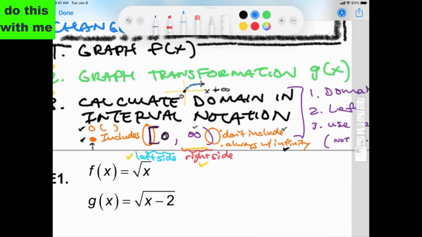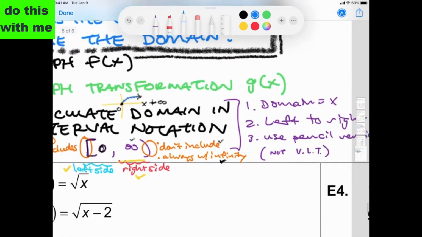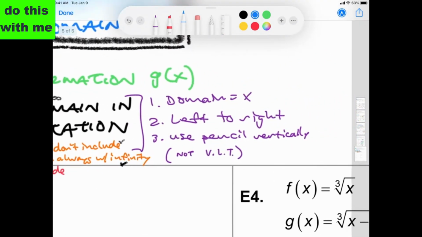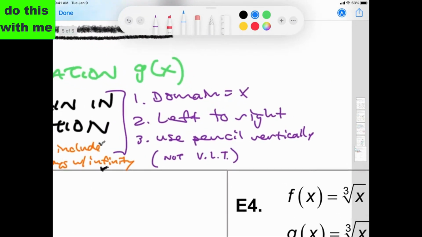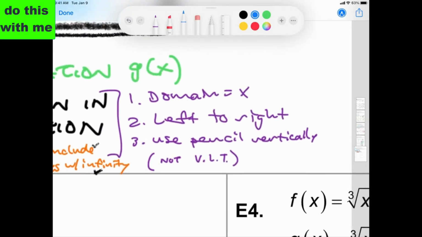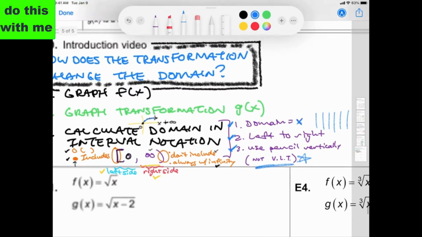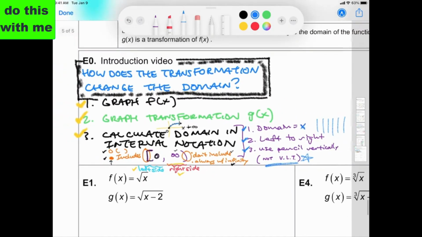So when you're doing the interval notation of the radical function, square root, or the cube root, number 1, remember the domain is the x-axis, so only focus on the x number line, okay? Number 2, you're going to go from left to right. And number 3, you can use your pencil and go vertically from the left to the right, as if I'm drawing these lines. Now, note, it is not the vertical line test, okay? So that is the introduction as we do these transformations.